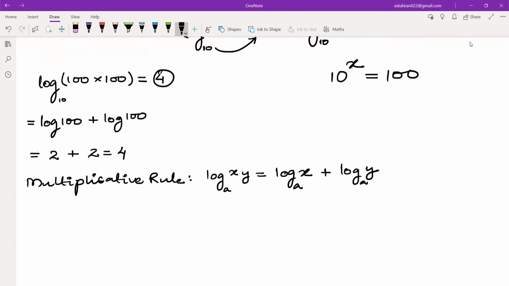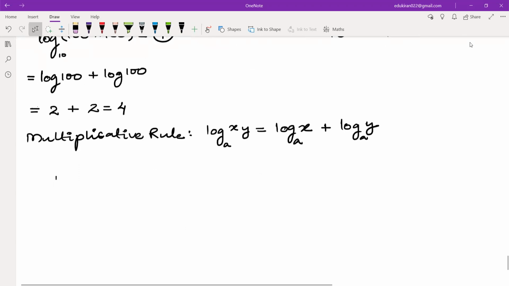Let us see what is going to happen if I take log 100 upon 10, right? Here the base is 10. So tell me, what will be the answer? 1. Yes, very good. 1. Okay, I hope all of you are understanding and you are not using a calculator. You are giving answers on your own only, right? Yes, sir. Okay, fine.